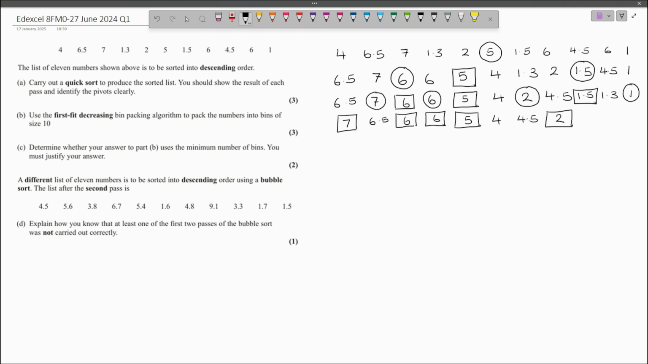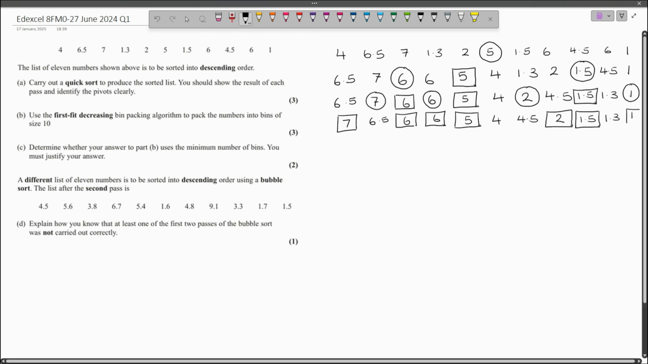I do have to go through this sublist again and see if there's any numbers smaller than 2 to put to the right hand side of 2. But there are not, so we finish there. 1.5 stays in its box. 1.3 is larger than the pivot 1, so 1.3 will stay to the left of 1. And 1 gets a final box.